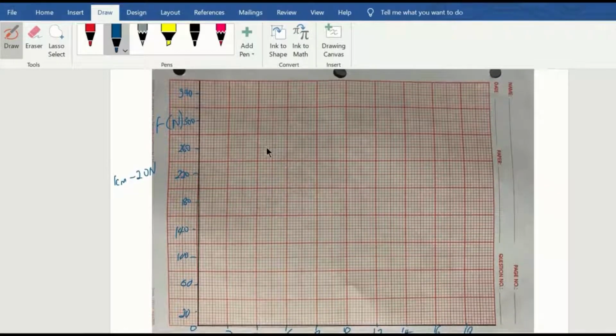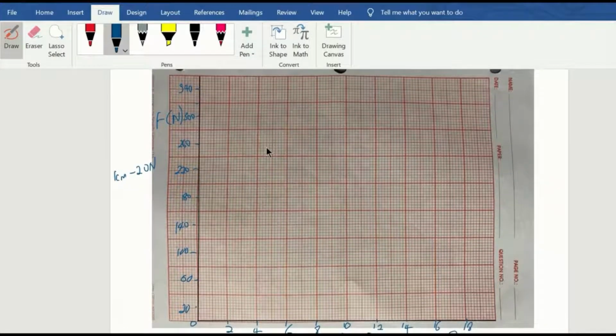All right, so now I have to plot the graph. When the load was 0, my extension was 0, so I will mark the origin. So I have a point right here.